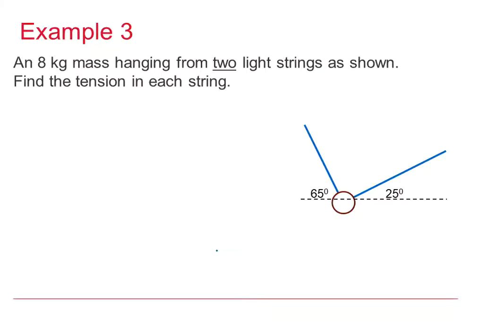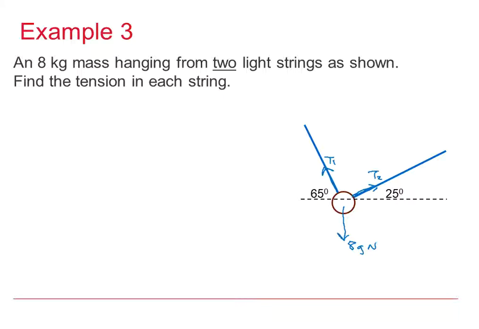In this problem we've got an 8 kilogram mass and it's hanging from 2 light strings. If it's hanging from 2 light strings, then the tensions need to be labelled separately. So there's a pulling force in this string, which I'm going to call T1, and there's a pulling force in this string, which I'm going to label T2. There's the weight pulling straight down, which is 8 times gravity newtons, and we want to find the tension in each of the strings.